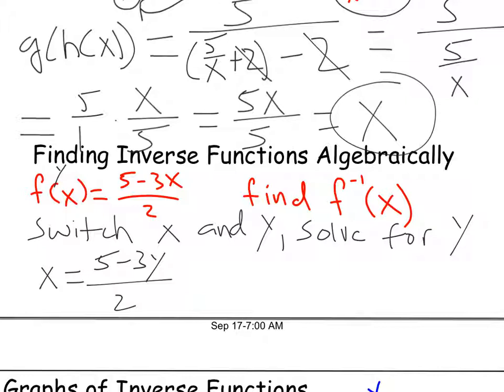So now I'm going to solve for y. In the process of solving, I'm going to get a new function. That new function that I get, it's going to be my inverse. I don't have a lot of room to go down, so I'm going to have to go to the side here. Not a great way to do it, but oh well.